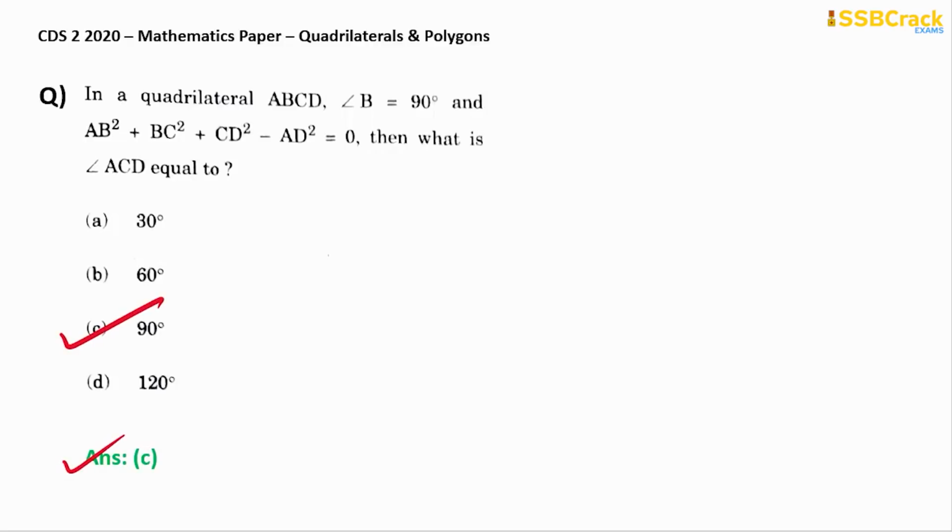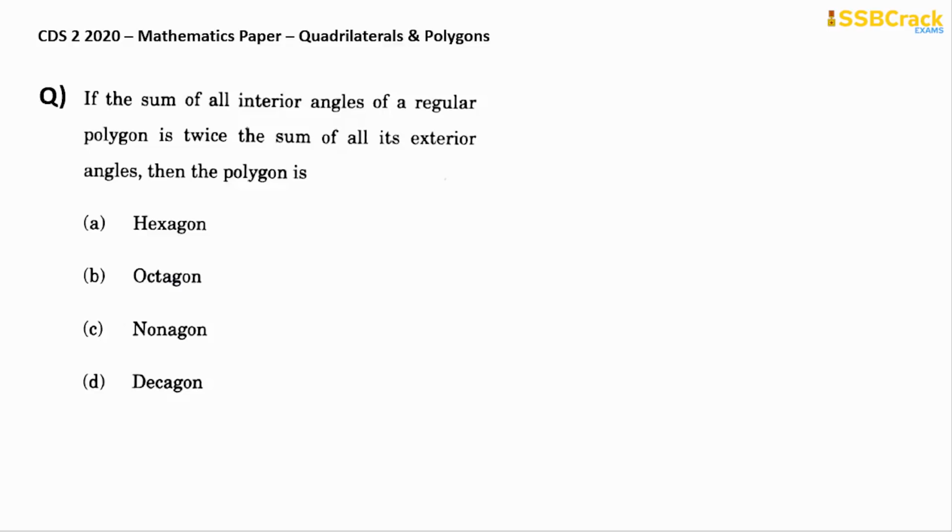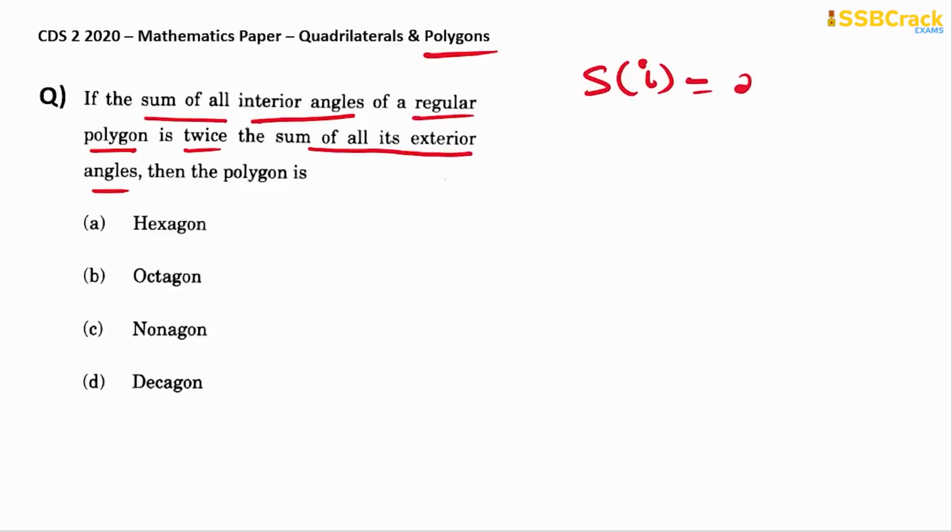Alright. Coming upon to the next question on quadrilateral. This was a very easy question, based upon the concepts of polygons. If the sum of all interior angles of a regular polygon is twice the sum of its exterior angles. This is the provided condition, that the sum of interior angles, I just write the notation for understanding, is equal to 2 times the sum of all exterior angles, where E stands for exterior. They asked us the name of the polygon. Is it hexagon? Is it octagon? Is it nonagon? Or is it decagon?